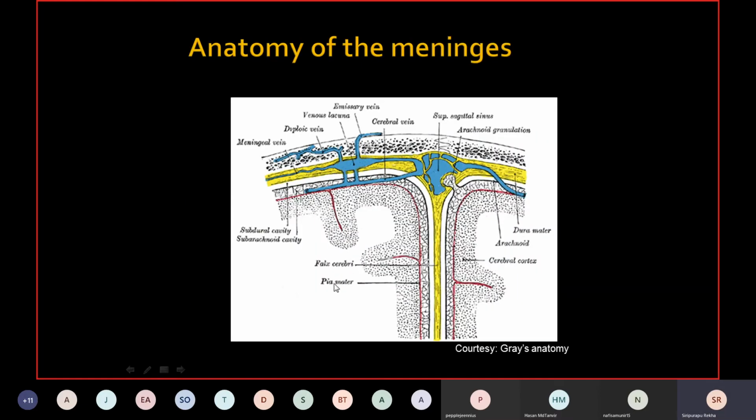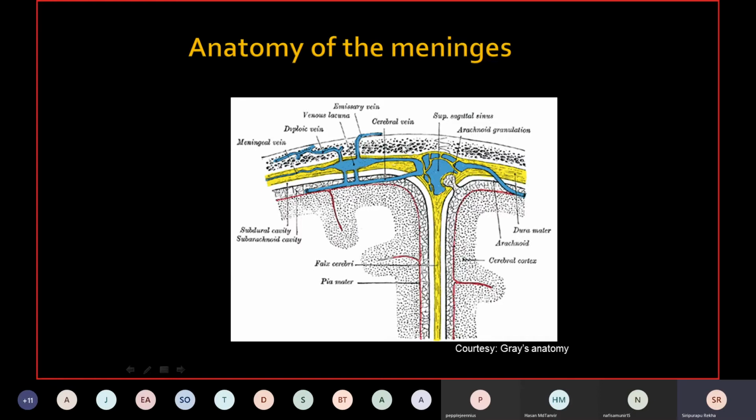A brief recap of the anatomy of the meninges. You're all neurosurgeons here, so I don't think I need to go into detail about this, but this is an image from Gray's Anatomy. I really like this image because it allows the understanding of the different patterns of hemorrhage quite well. This is a coronal cross section.